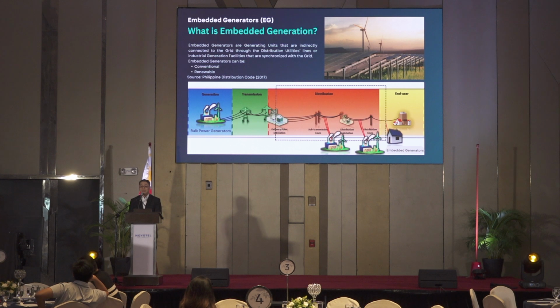So what is embedded generation? Per the PDC, embedded generators are generating units that are indirectly connected to the grid. Mind you, the Grid with a capital G is actually the national grid. They are connected through the distribution utility's lines or industrial generation facilities that are synchronized with the grid. There are two types of embedded generation: conventional embedded generation and renewable embedded generation.